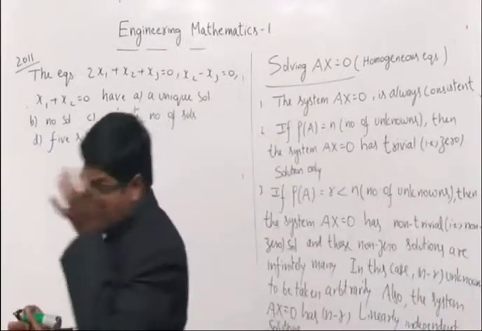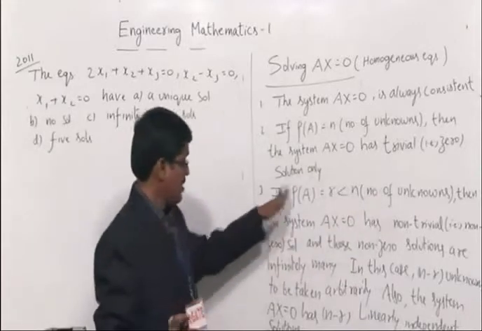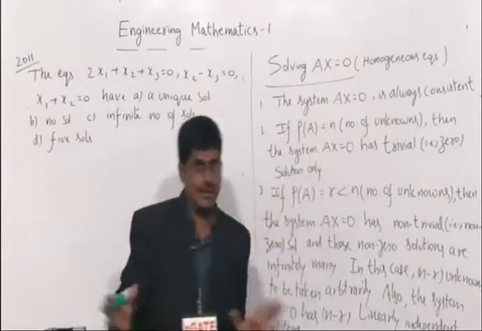Either you get a single solution or infinite solutions. That single solution is the 0 solution, only in the case of rank A is equal to n. Infinitely many solutions in the case of rank A less than n.